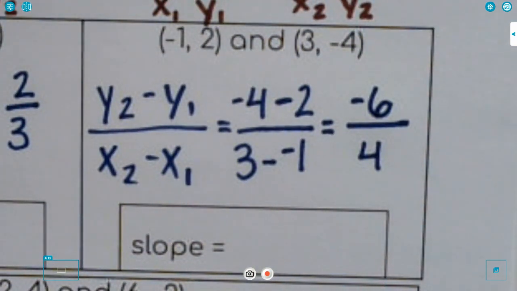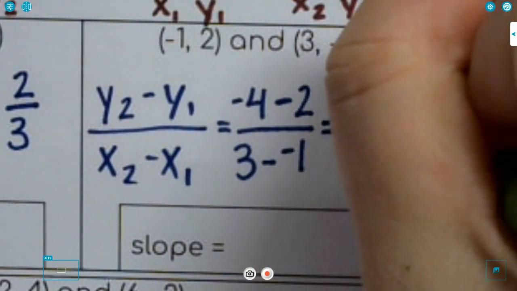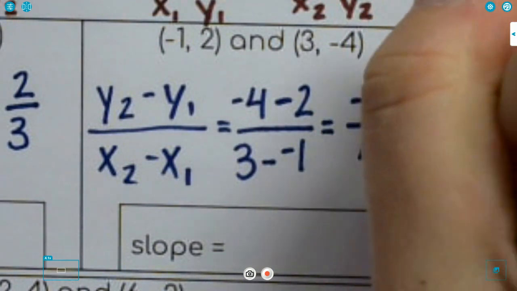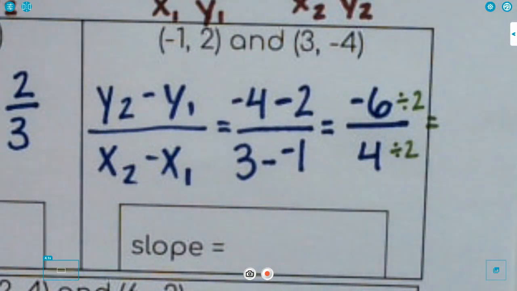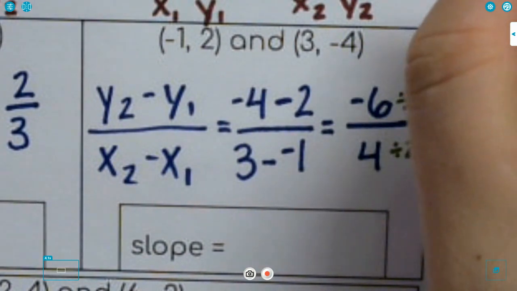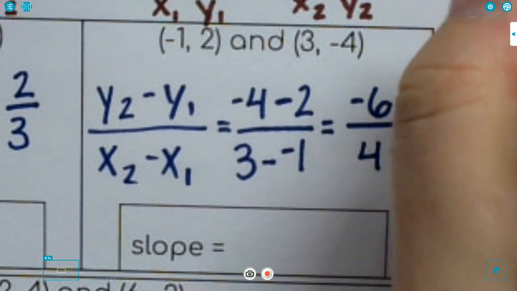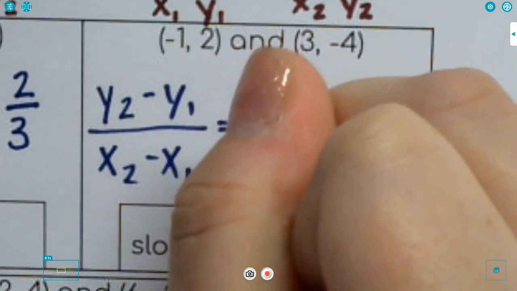Am I done at this point? No. What can I do? What is the mathematical word for that? Starts with an R. Reduce or simplify. Yes, those are both correct. We can divide both the top of our fraction and the bottom of our fraction by 2. So -6 divided by 2 is -3, and 4 divided by 2 is 2. So -3/2 is my answer.